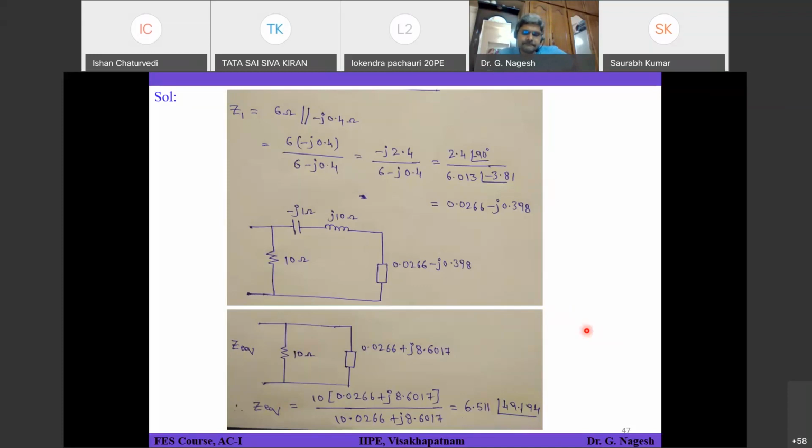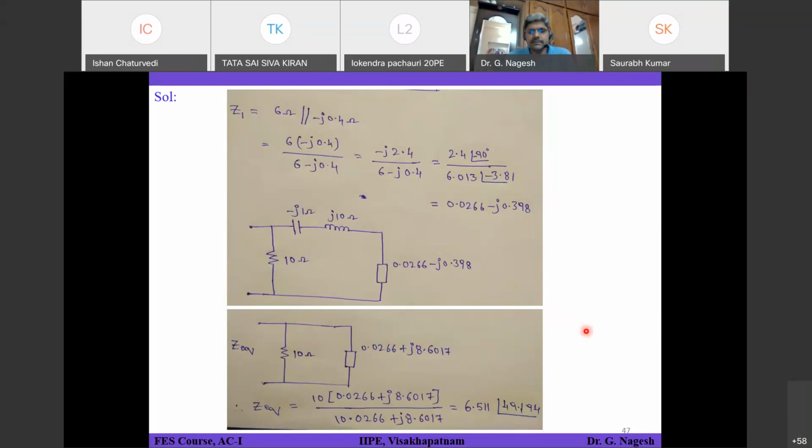Yes, sir, I got 6. Okay, so you will get 6.511 at an angle of 49.194. These are all things you can do in a calculator, converting rectangular to polar, polar to rectangular. If you are doing it manually, in terms of converting into cos plus j sine, you may require more time. So try to use your calculator. If you practice more, then you can do this very fast. So this is your Z equivalent.